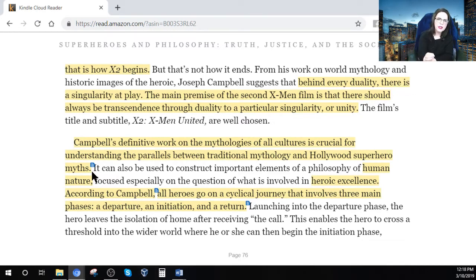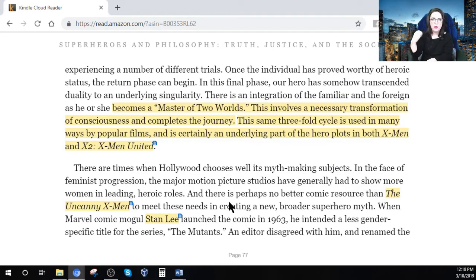And she zones in on human nature, and she zones in on heroic excellence. And in order for you, the reader, to agree with what she's saying, she has to go back to Campbell's heroic journey, and she defines this because she doesn't expect that the audience is going to be well versed in heroic mythology. And she says that all heroes must go through a cyclical journey that involves three main phases: departure, initiation, and return.